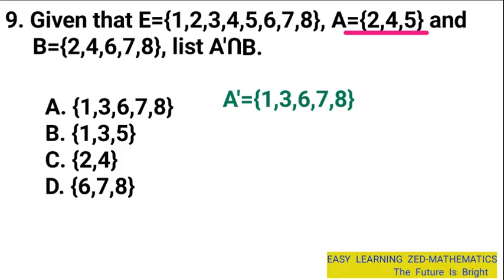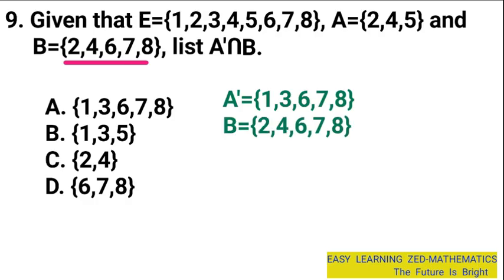Now we come to set B. So set B, we're just going to get all the members of set B, and set B is the one I've underlined there. So I can say set B is equal to 2, 4, 6, 7, 8. Okay, there's nothing you have to do there, it's just to write all the members of set B. Now we come to the question. The question is list A complement intersection B. So we're going to write A complement intersection B.